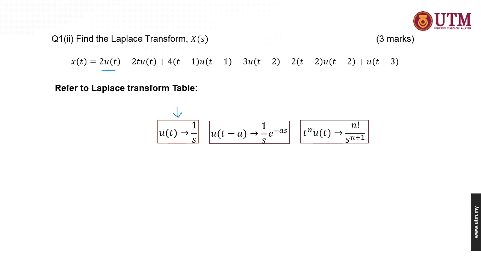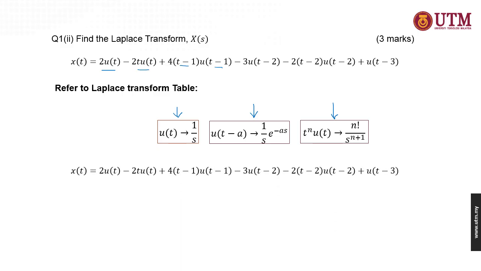And then you have also the t u(t) function. So this is the t u(t) function from the table. And then you have also the shifting properties. Okay, so the shifting property is given by this equation from the table. So you need to consider converting each of the components inside x(t). So, okay, this is the equation in the time domain.